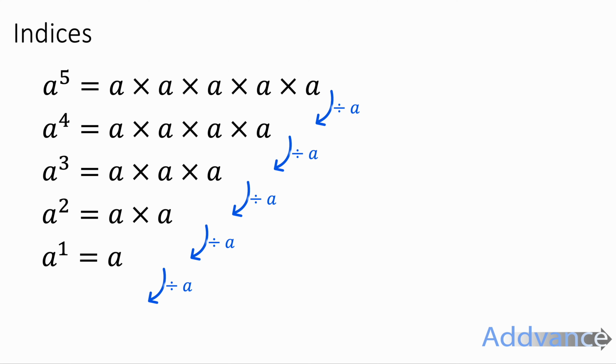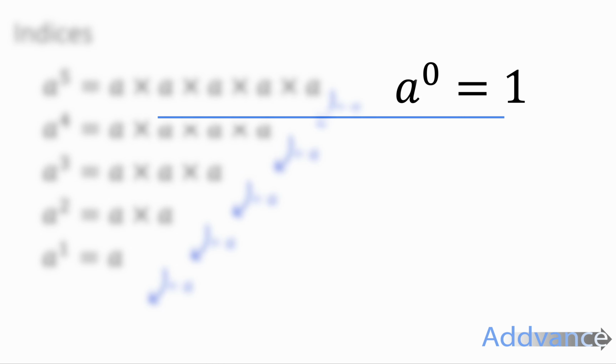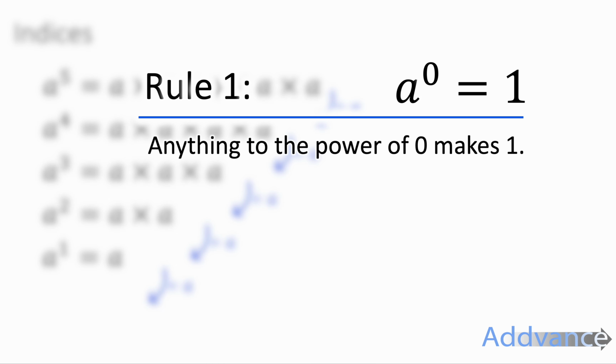And you'll realise that every time going down this list, we're dividing by a. So it's multiplied by a one less time. And so we get to a to the power 1 is equal to a. And we divide by a again, and we get a to the power 0 is a divided by a, which is 1, because a divided by a will be 1. And we've stumbled across our first rule. So rule 1: anything to the power 0 makes 1.